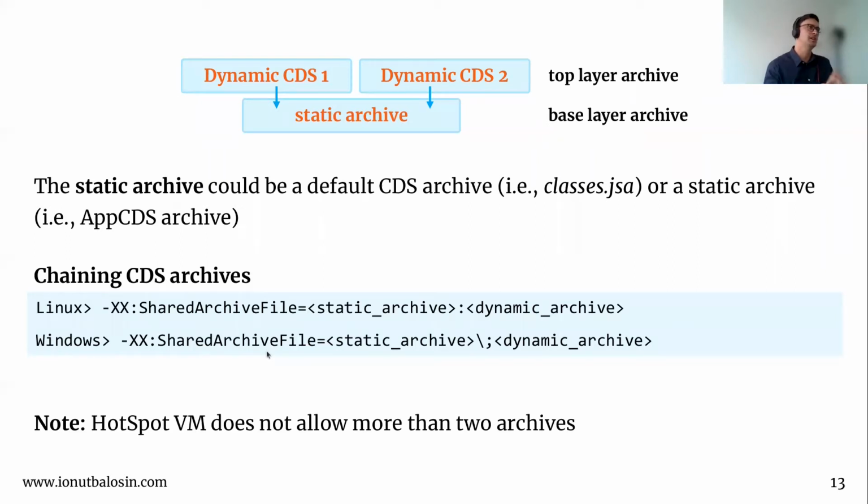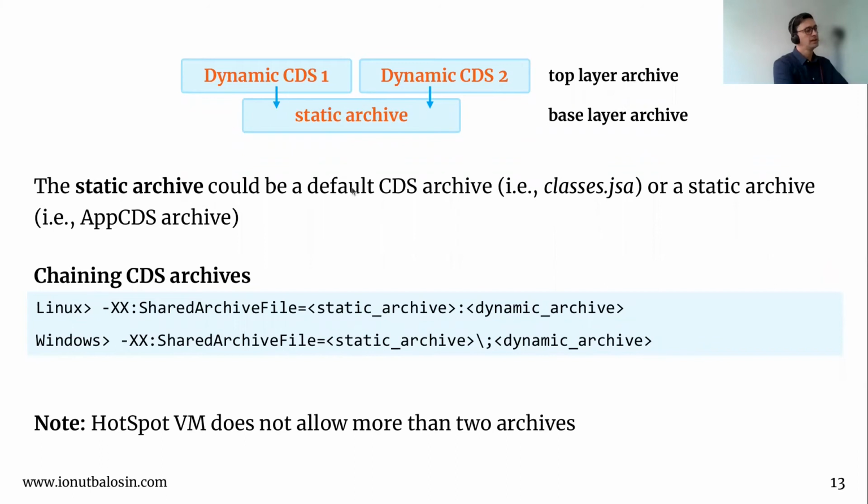Of this kind of flexibility, I used only the dynamic CDS archive as a top layer archive, and the base layer archive was just the default one, the CDS archive. I didn't use dynamic CDS on top of the app CDS. This is basically about dynamic CDS. I will show you how it works in practice.